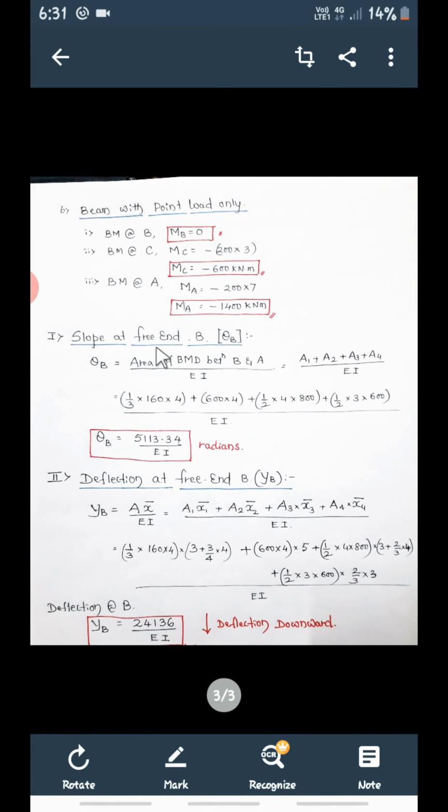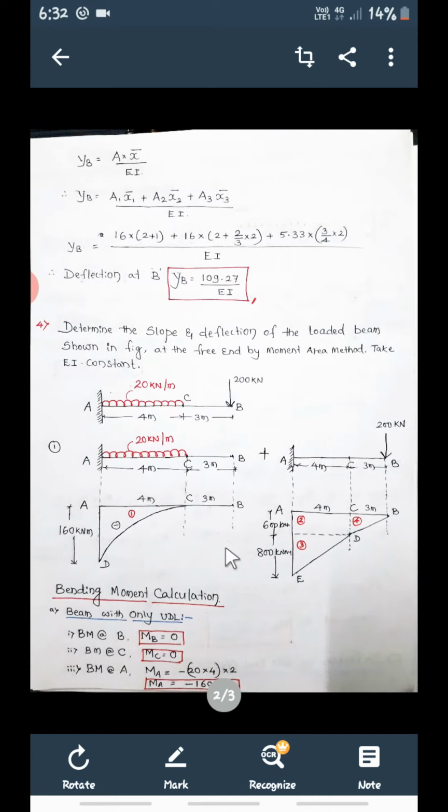We want slope at the free end, that is B, theta B. So theta B is equal to what? Again, where is the slope 0 now? At point A. So we have to take area of bending moment diagram between B and A. We are calculating at B, and the slope is 0 at A. So area we are going to take between B and A, divided by EI.